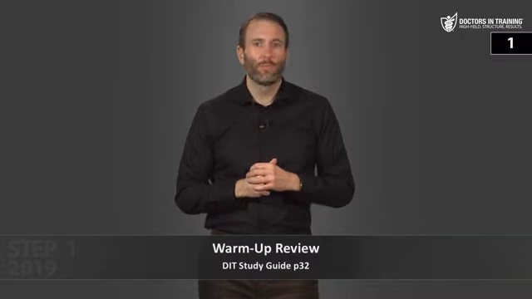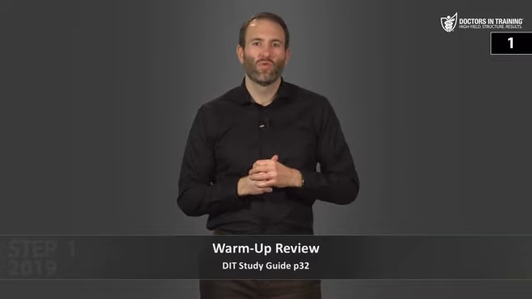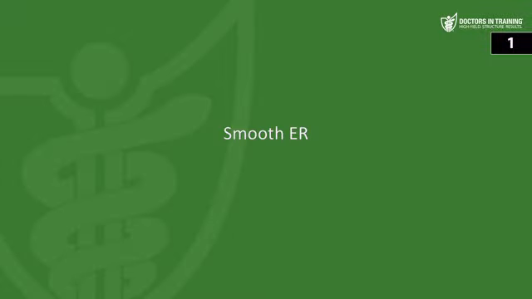Let's get going. First question here, which organelle becomes hypertrophied in hepatocytes with chronic phenobarbital use? The answer is the smooth endoplasmic reticulum.